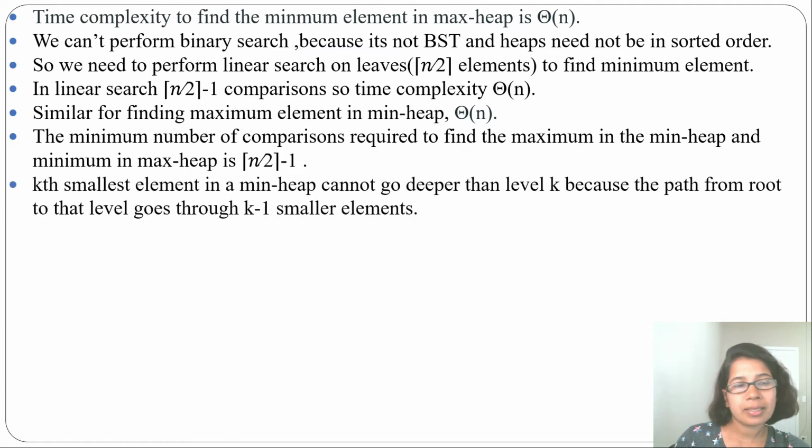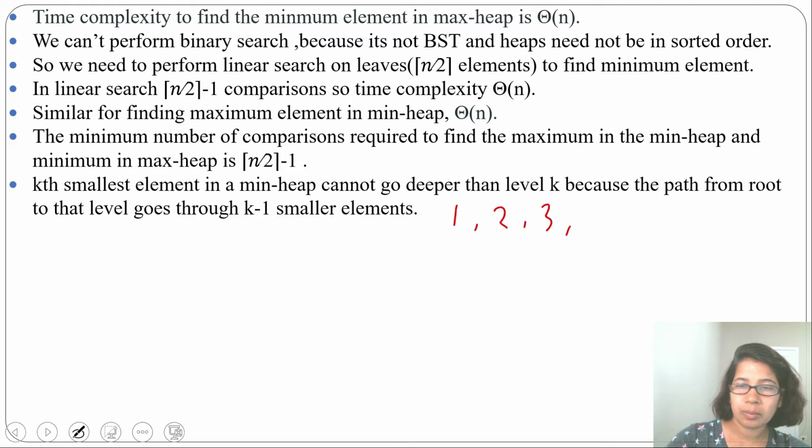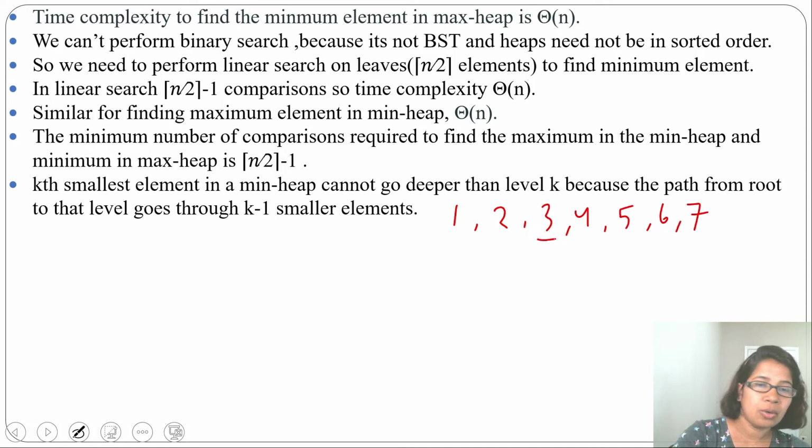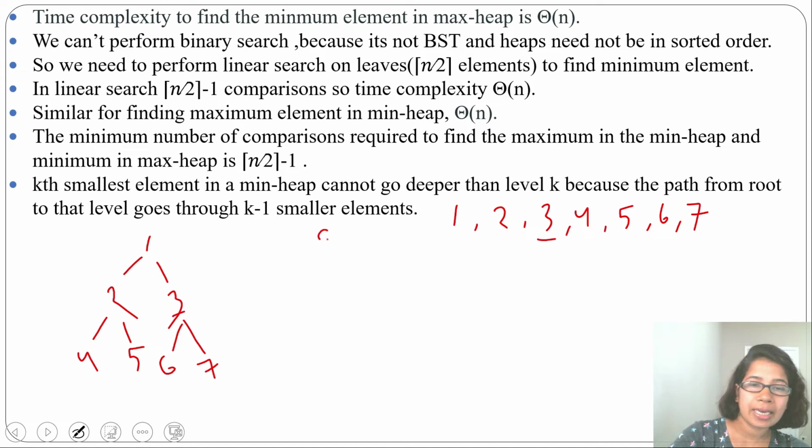Next, how will we arrange the elements? The kth smallest element in a min-heap cannot go deeper than level k because the path from the root to that level goes through k minus 1 smaller elements. Suppose some elements are given like 1, 2, 3, 4, 5, 6 and 7. And we want to find the third lowest element position, meaning here 3 position. We can design the min-heap like this: 1, 2, 3, 4, 5, 6, 7. So here 3 is at the second level.